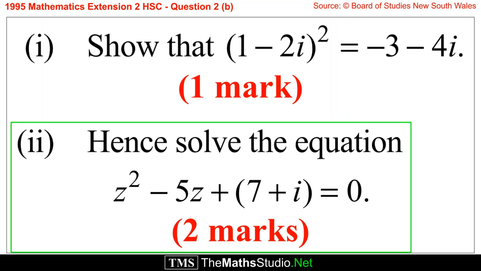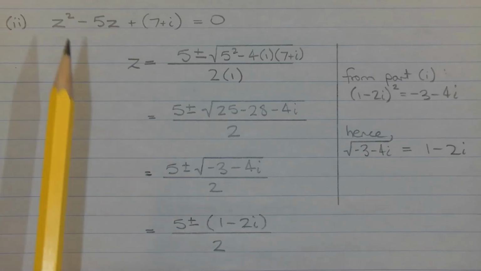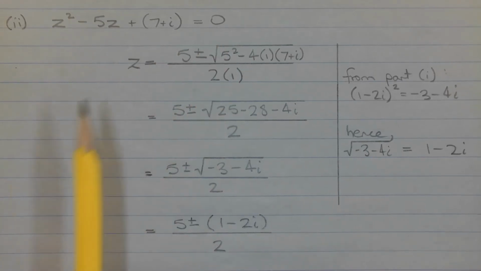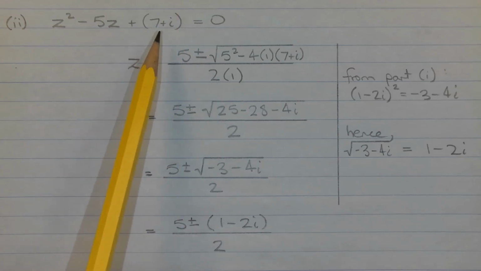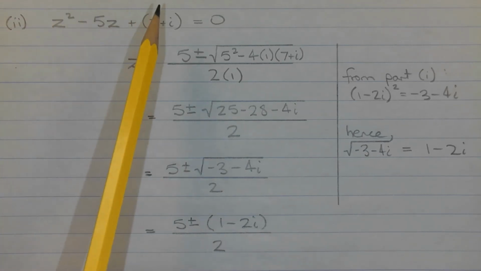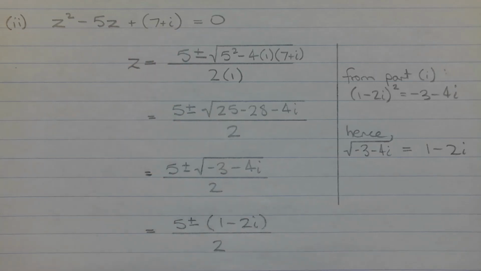Part 2. Hence solve the equation z squared minus 5z plus 7 plus i equals 0. What we have is a monic quadratic equation over the complex numbers. And the constant term here is the complex number 7 plus i. Now we can solve this equation using the quadratic formula. Our a term is 1, b is negative 5, and our c term is 7 plus i.